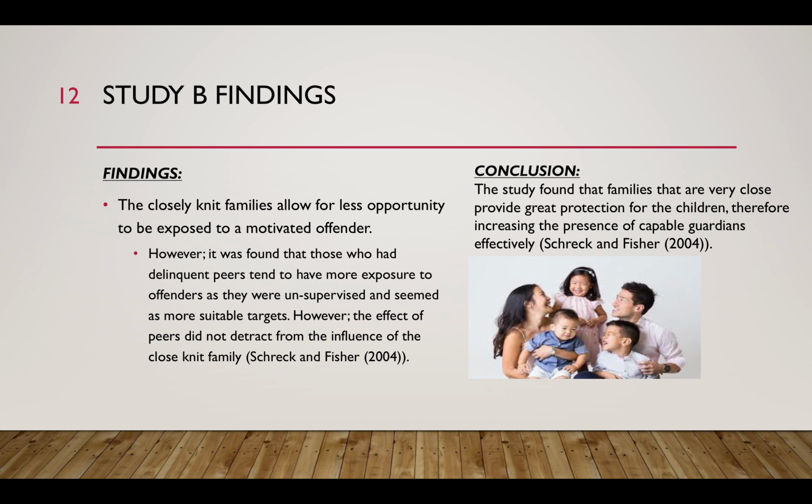So that being said, when your family's present, you're close to them, that's the presence of guardians who make possible targets appear less susceptible. However, it was found that those teens who had exposure to delinquent peers were more suitable targets. So, for example, if your child's hanging out with delinquent peers, they appear more vulnerable targets as they're more exposed to a criminal lifestyle.